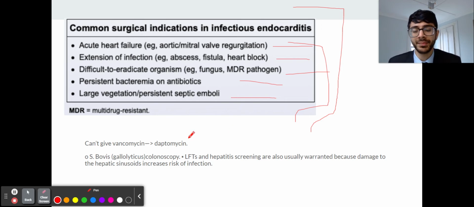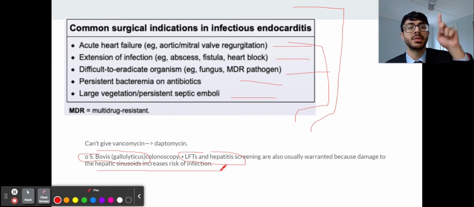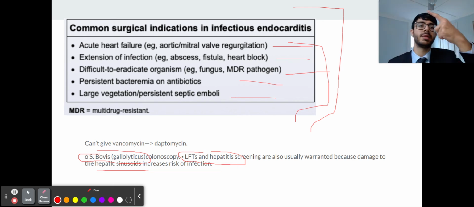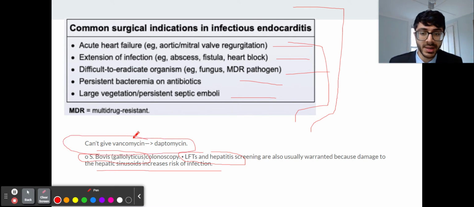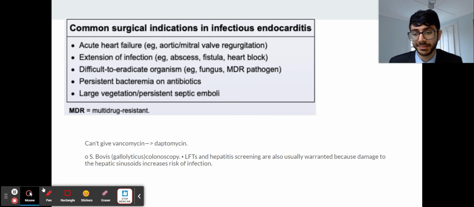Then just another thing I wanted to point out is we've memorized that strep bovis endocarditis means get a colonoscopy because he probably has colon cancer or something, right? Well, that's great, but the second thing you want to get is an LFT and hepatitis screen, because strep bovis also lies within the hepatic sinusoids, and it can come inside the body from there. So get a colonoscopy, get LFTs and a hepatitis screen as well. That way now you know 2 things about strep bovis. And then just remember that if you ever can't give vancomycin to cover Staph aureus or whatever, give daptomycin.